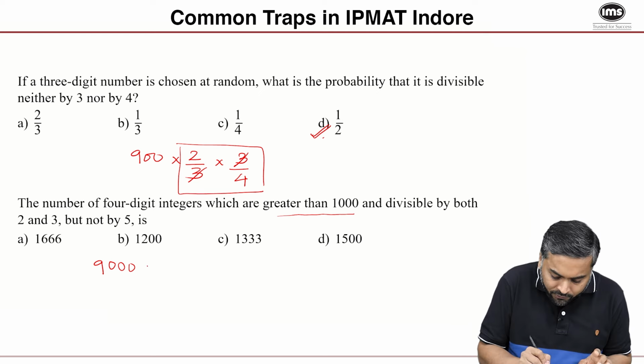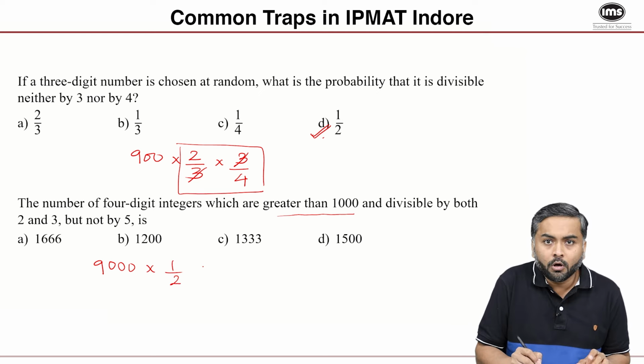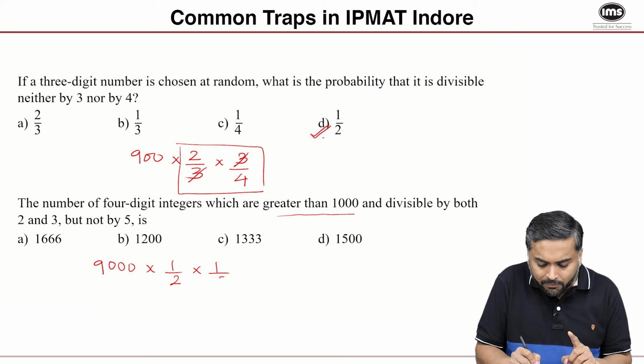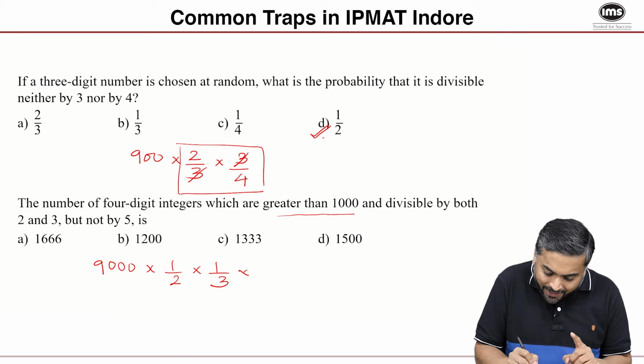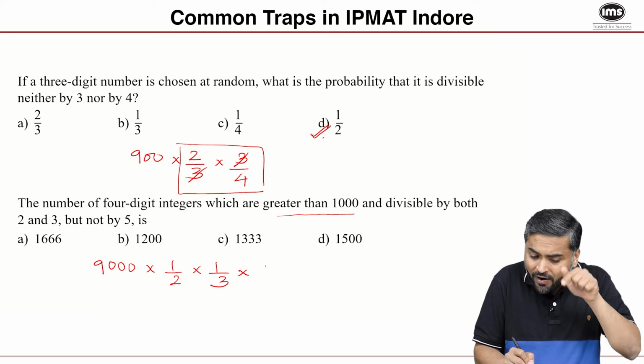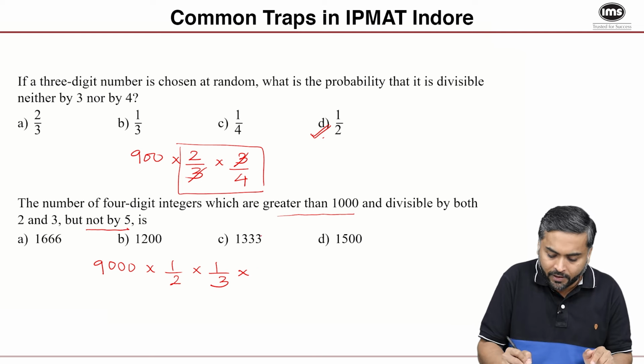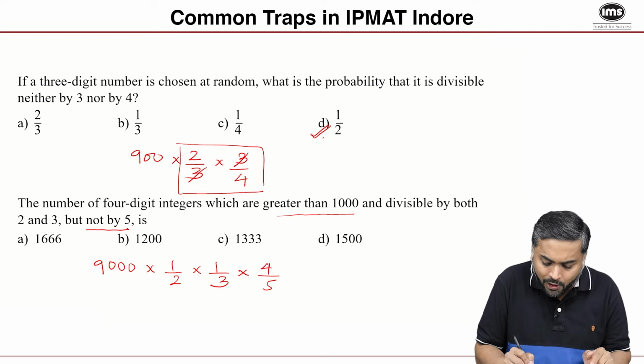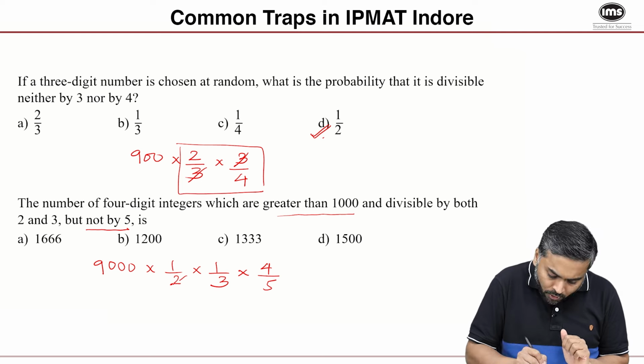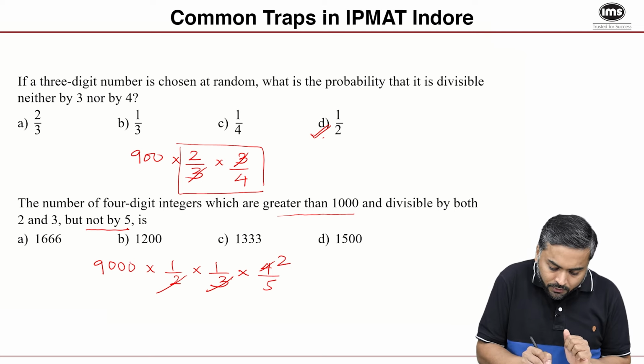Divisible by 2: half the numbers are divisible by 2. One third of the numbers are divisible by 3. And one fifth of the numbers are divisible by 5. But I want not divisible by 5, so 4 by 5 of the numbers are not divisible by 5. This is 3000.